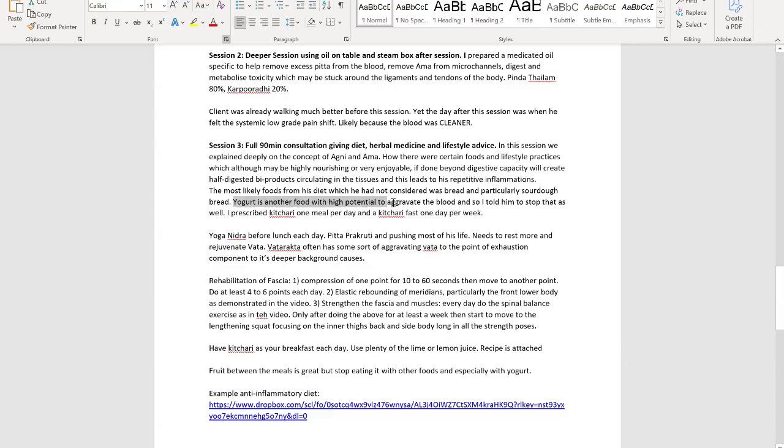Yogurt is another food with high potential to aggravate the blood, so I told him to stop that as well. Particularly the mixing of yogurt with fruit is a high likelihood towards aggravated blood. I prescribed khichdi one meal per day and a khichdi fast one day per week, just keeping it simple for him, not trying to adjust the diet so massively, just going, these are the two most important Ama foods I can see in the diet. Now just try to lighten up your foods by having a soupy stew regularly, and particularly a medicinal khichdi that focuses on enhancing his metabolism again.